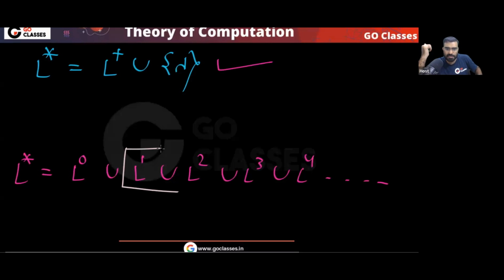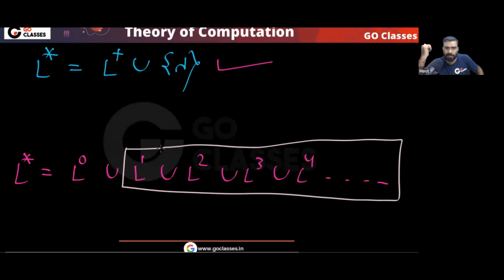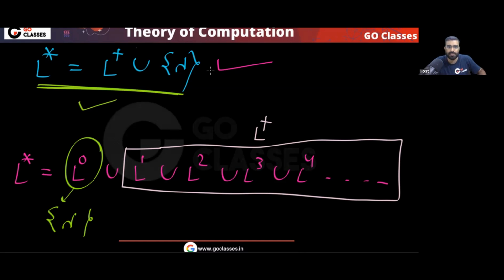Tell me what this part is: L power 1, union L power 2, union L power 3. This is your L plus. And what is this other part? This is your set containing the empty string. So yes, this statement is correct. This statement is true. Very simple.